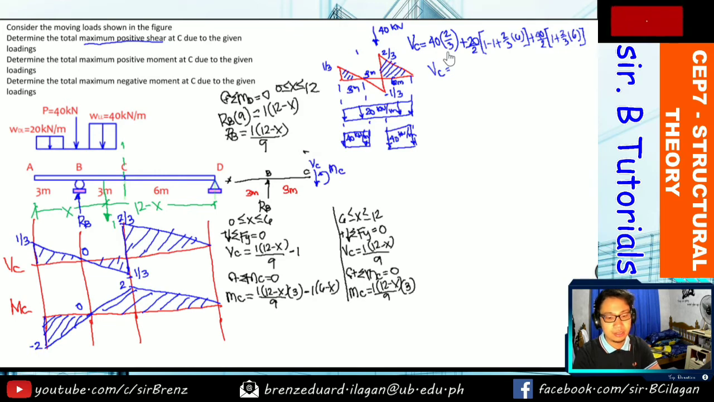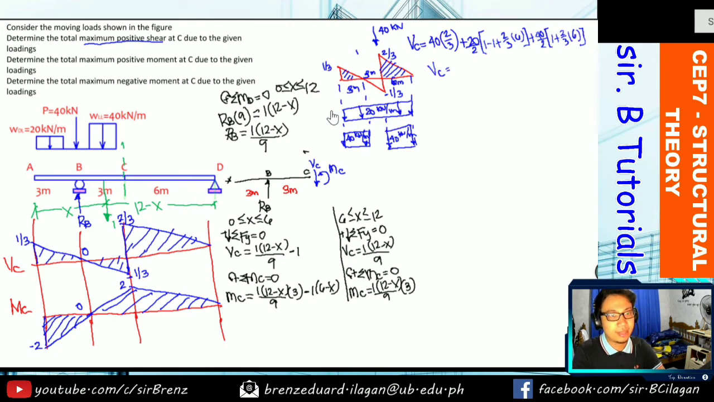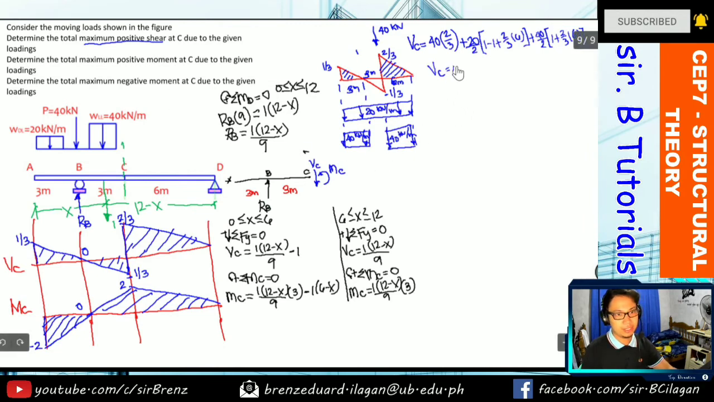Okay, so the answer is 166.667. So, ulitin lang natin. Double check, 40 times 2 divided 3 plus 10 times 2 divided 3 times 6 plus 20 times 1 plus 2 divided 3. So that is 166.667.